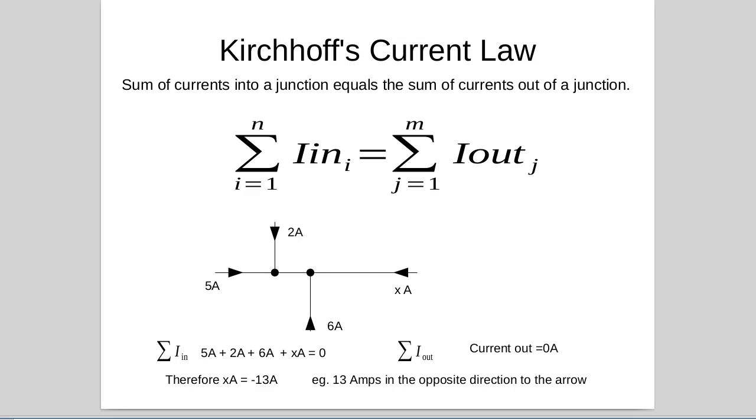Because if we've got 13 amps flowing into a junction, we must have 13 amps flowing out of the junction. It has to go somewhere. So in this case, even though we drew the arrow pointing in, the answer was minus 13, therefore the opposite direction to the arrow, 13 amps flowing out.